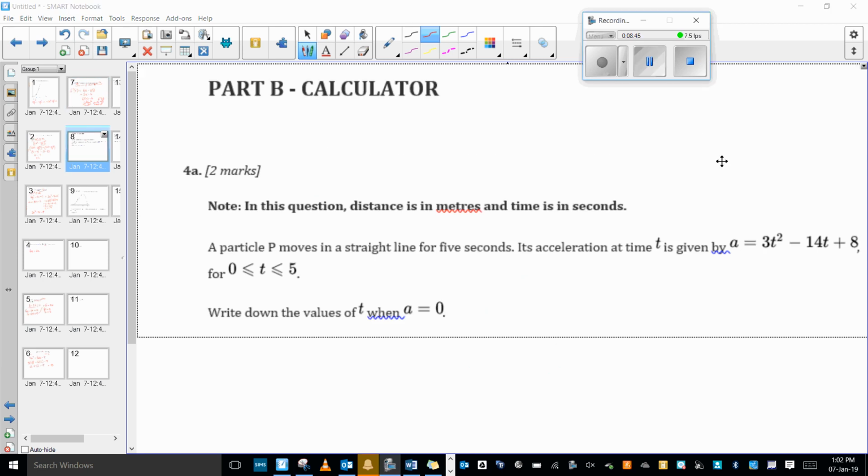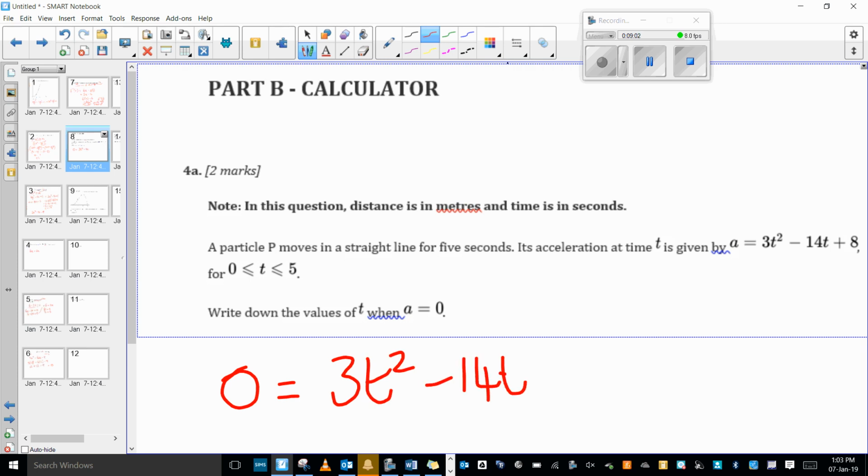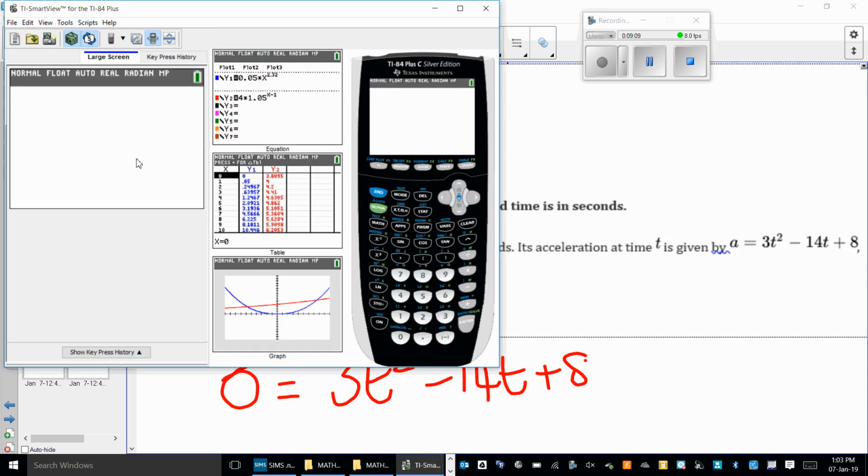Alright, so now we're onto the calculator. You should be using your calculator now because it says you're allowed to. The particle moves, and we need the values of t when a is 0. So what they're saying is that the value of a is 0, so 3t squared minus 14t plus 8 is equal to 0. It's the calculator part, so we're going to use our calculator.